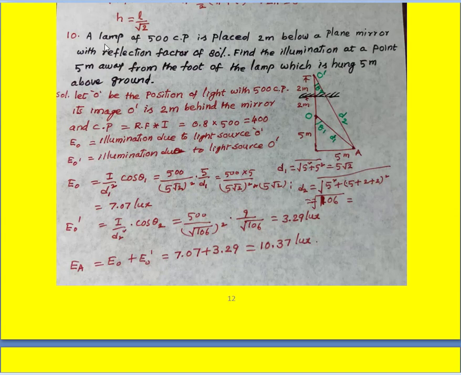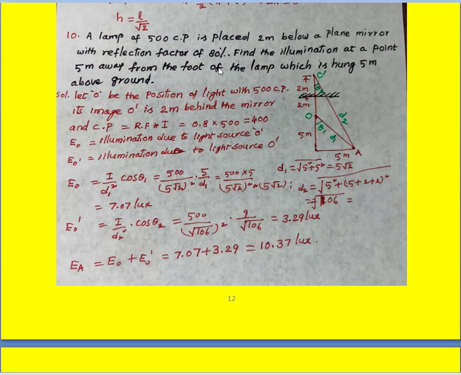Another problem. A lamp of 500 cp is placed 2 meters below a plane mirror with a reflector factor of 80%. Find the illumination at a point 5 meters away from the foot of the lamp, and the lamp is mounted 5 meters above the ground.